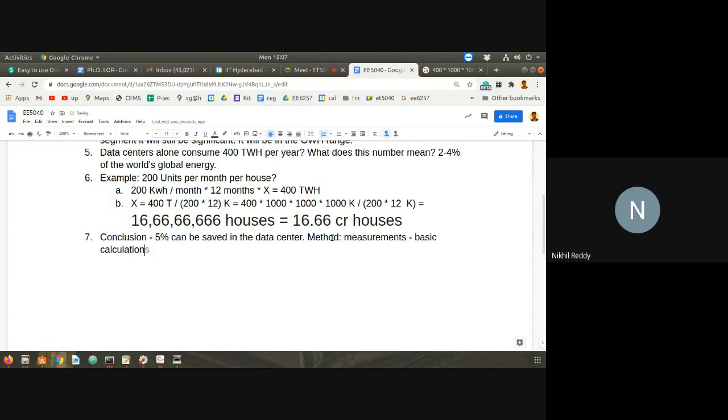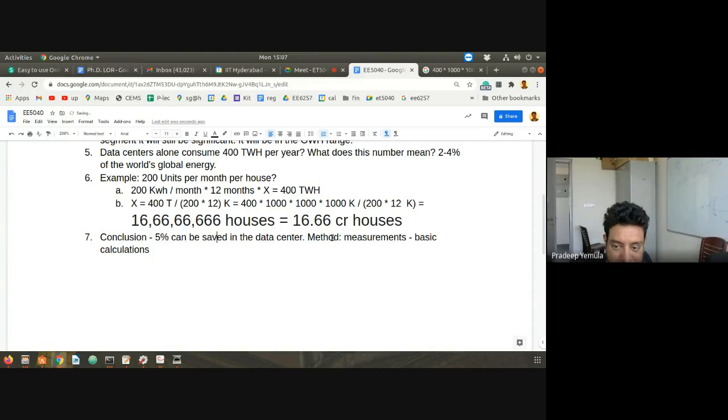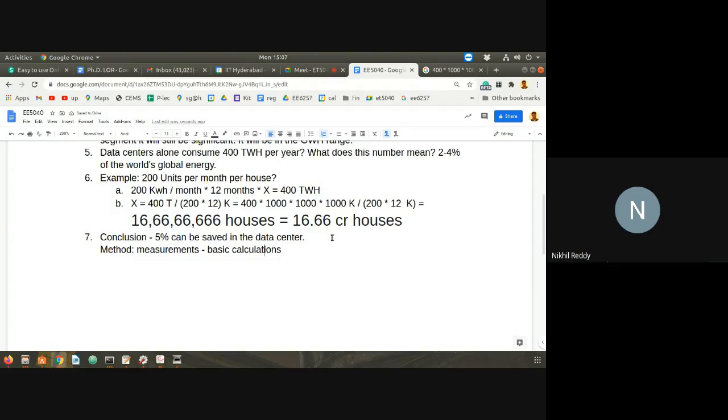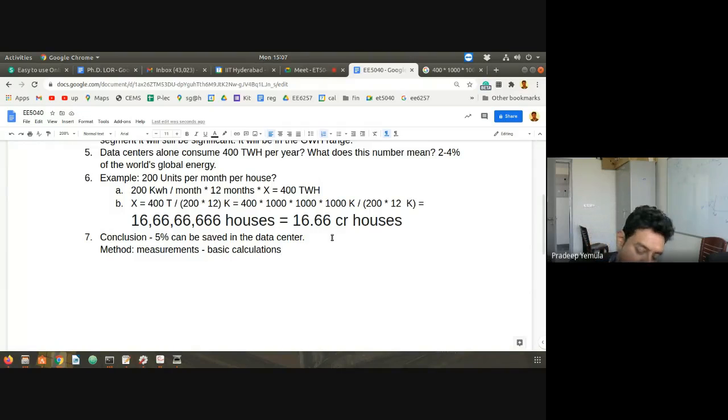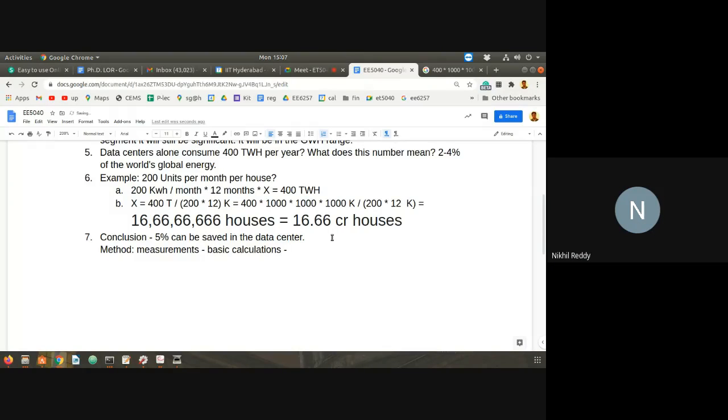Okay, so your methodology is basically some measurements you have taken and then some basic calculations. Yes, sir. Did you use any software or anything? No, sir. The main area was not related to the energy itself. It was related to something else. So this was just a small part of it. Okay.